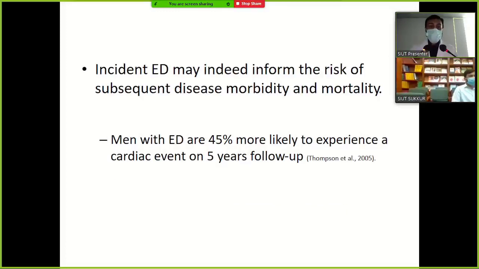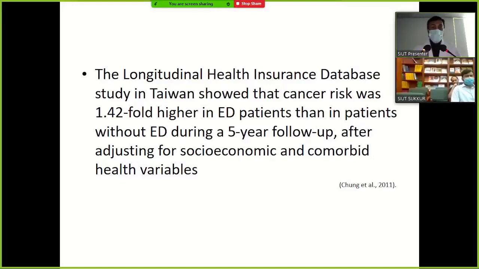Incident erectile dysfunction may indeed inform the risk of subsequent disease, morbidity, and mortality. Men with ED are 45% more likely to experience a cardiac event on 5 years follow-up. A study in Taiwan showed that cancer risk was 1.4-fold higher in ED patients than in patients without erectile dysfunction during a 5-year follow-up.